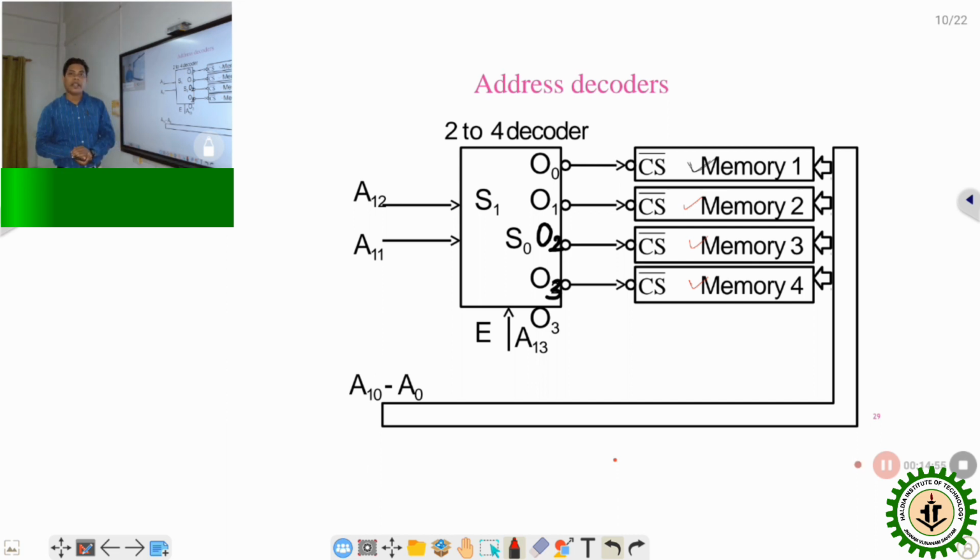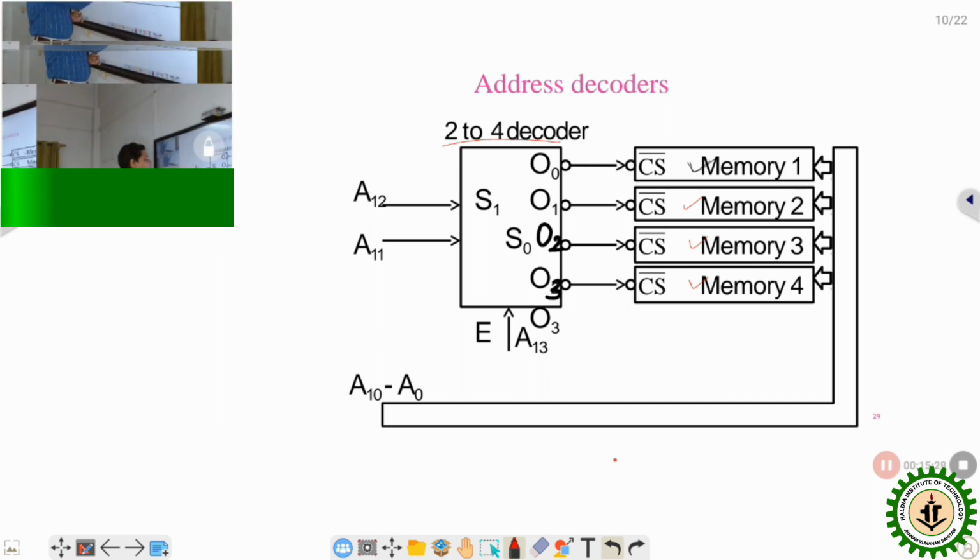Depending on the chip select line connection, the address is determined. Here it is observed that a 2 to 4 decoder is used to connect with memory 1, 2, 3, 4. As there are 4 memory chips present, for the individual chip select lines we require 4 individual signals, and that can be obtained by decoding 2 address lines.